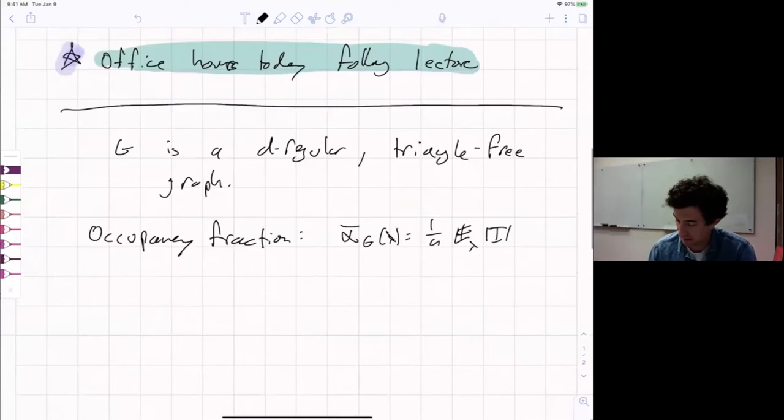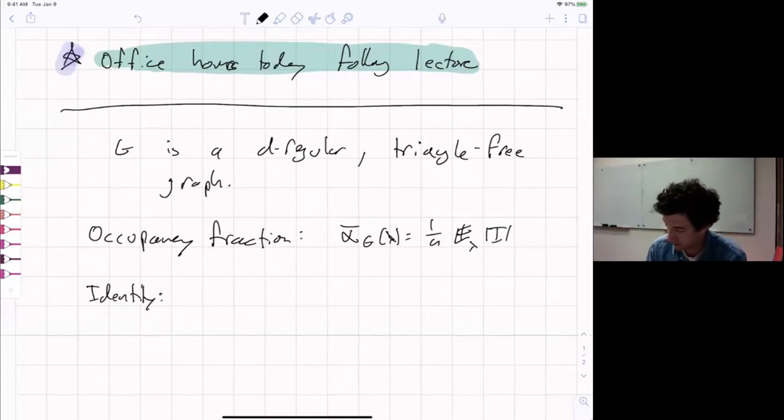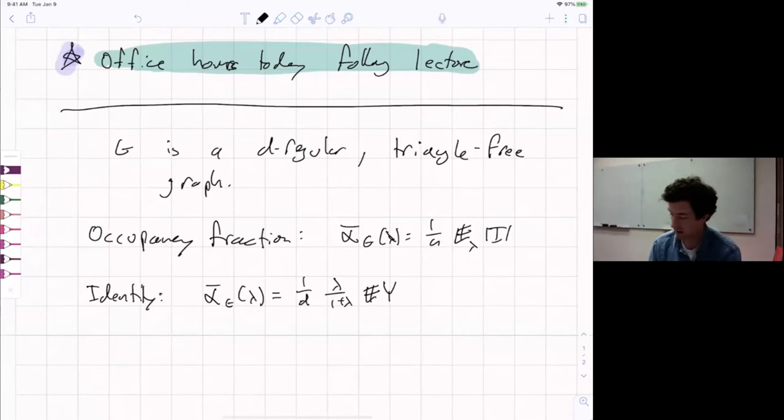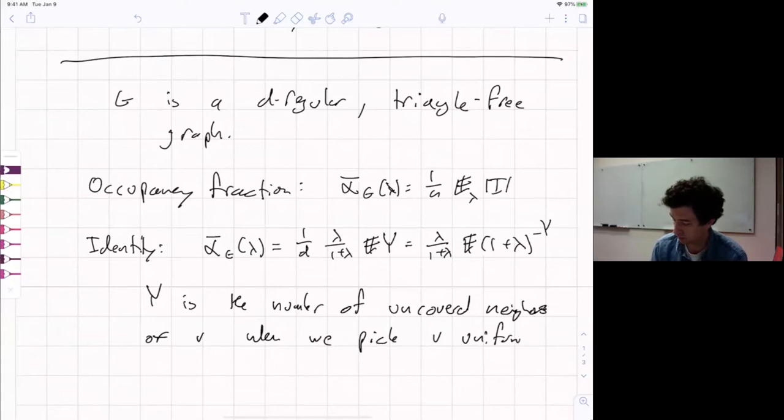And then we proved the following identity. And so the identity was alpha bar G of lambda equals 1 over d times lambda over 1 plus lambda times the expectation of this random variable Y, which I'll recall in a second, which also equals lambda over 1 plus lambda times the expectation of 1 plus lambda to the minus Y. And here Y is the number of uncovered neighbors of a vertex v when we pick v uniformly and I according to the hardcore model.